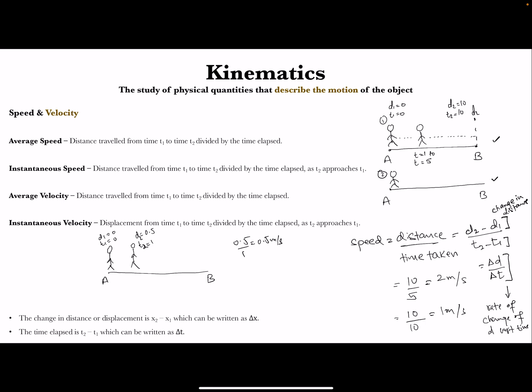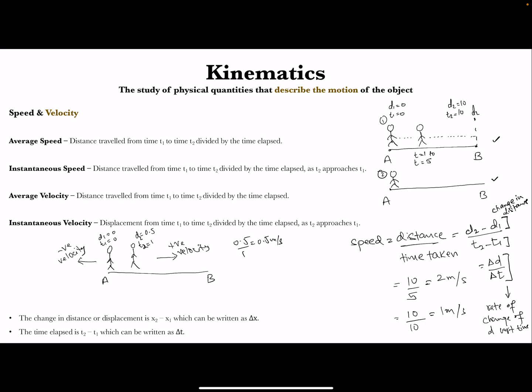Velocity is basically just speed, but with a direction. So if the person is walking to the right, we consider that a positive velocity, and if you were moving to the left, we would call that negative velocity. The speed is going to be the same. Let's say the speed to the right was 2 meters per second and the speed to the left was also 2 meters per second. But the velocity is negative because he was walking in the opposite direction. I hope that makes sense.